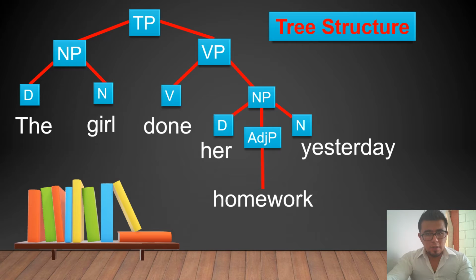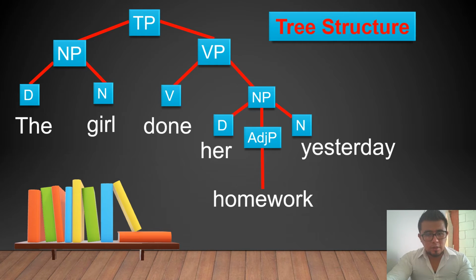The subject NP in turn contains a noun, in this case girl, and a determiner or an article that is also there. So we can see the noun phrase the girl, right? And similarly, the VP contains a verb and an object. In this case, the verb is did, and the object, which is an NP, is her homework yesterday.